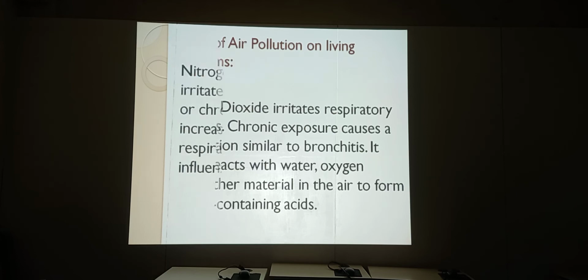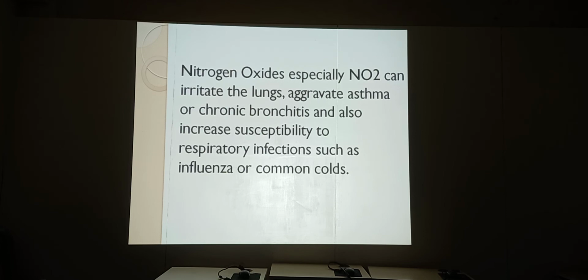Other air pollutants are carbon monoxide, carbon dioxide, chlorofluorocarbons and ozone. Carbon monoxide CO is produced from incomplete combustion of fuel such as natural gas, coal, wood, and also tobacco smoke. Carbon dioxide CO2 is a principal greenhouse gas.